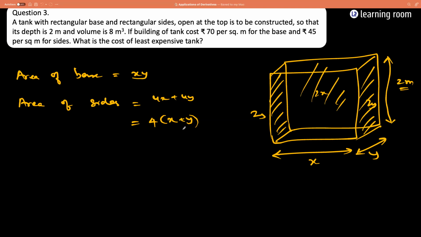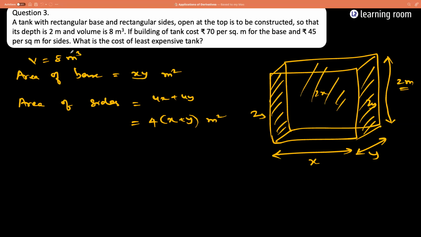Did I get it wrong? Anushri, did I get it wrong? Yes, sir, it is 2x. Okay, but now I hope you understood it. It's 4 into x plus y, right? Now, this is in meter square, where x and y are measured in meter, and volume is going to be in terms of meter cube, 8 meter cube.